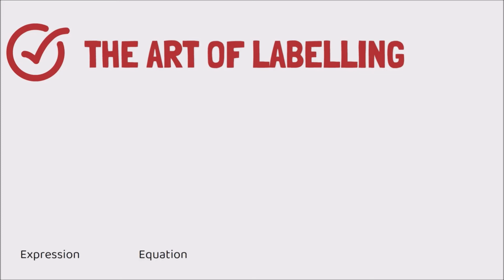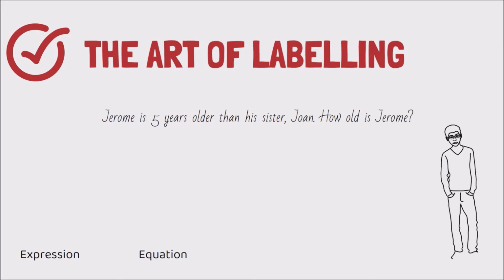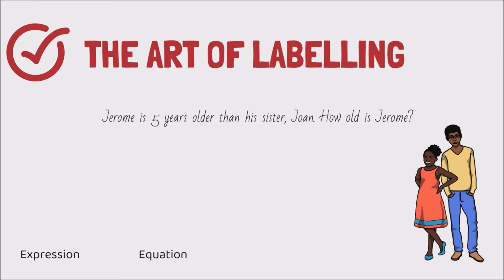So here's our first problem. Jerome is 5 years older than his sister Joan. How old is Jerome? Now the first step is to label our unknown variables. We can write that at the very top of the paper. Actually, it should be the very first thing that you see, right?